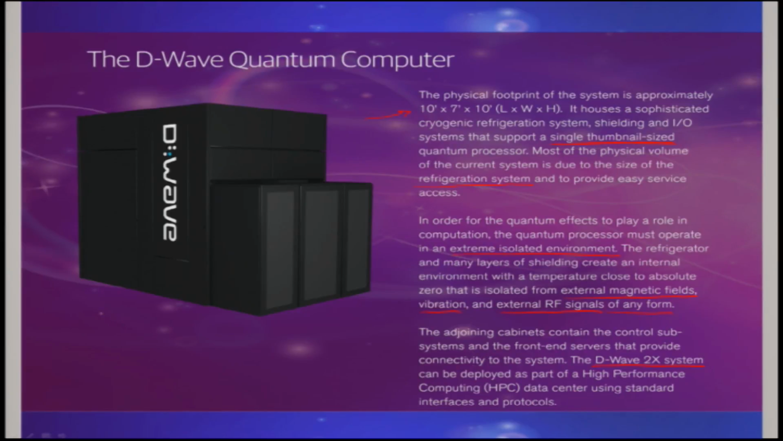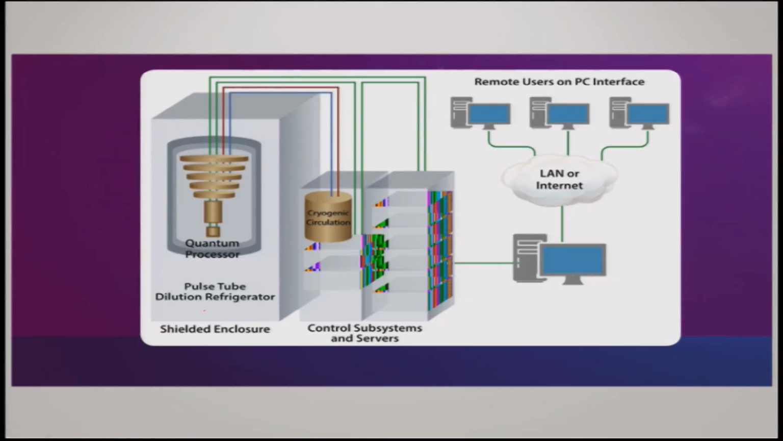So, this is the current commercial system which exists, and the way it is being used by other users, as well as multiple users at a point in time, is through this kind of operational procedure, where we already saw the picture in which the shielded enclosure has the quantum processor, as we talk about it, and the next one, a slightly smaller footprint part, is the control subsystem and servers.